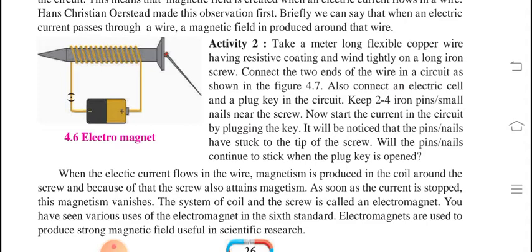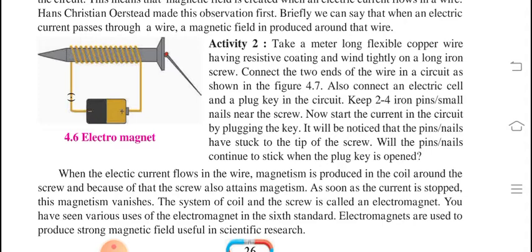Will the pins and nails continue to stick when the plug is open? Obviously no, because why are they sticking to the nail? When the current starts flowing through the wires, at that time a magnetic field is created in it. That is why the pins get attracted.